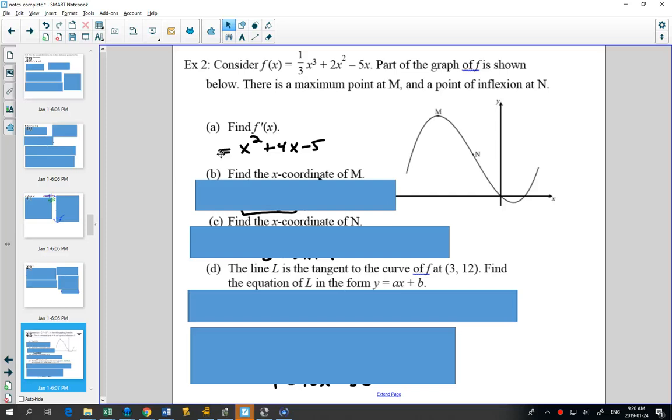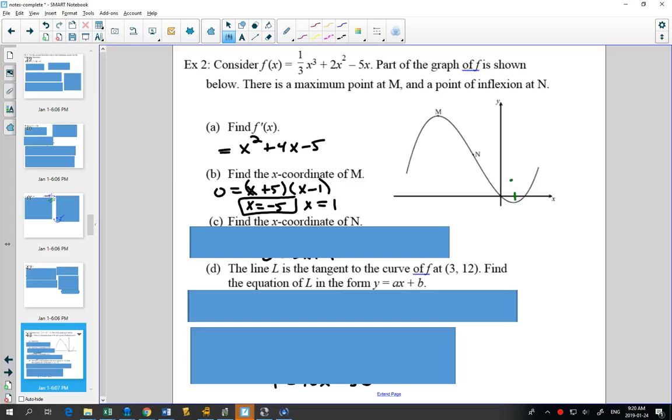Find the x coordinate at M. So if we factor and set our first derivative equal to 0, we get two factors. And since we already know the graph is shown to us, I know that the number to the left, x equals -5, it has to be at M. And this point over here is where we would have 1. Because of the way the graph is given, you don't need to do any extra math to show that it's a maximum there because they've given you enough information to tell that.